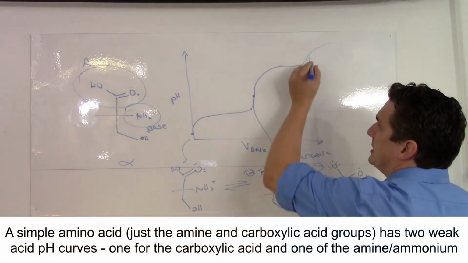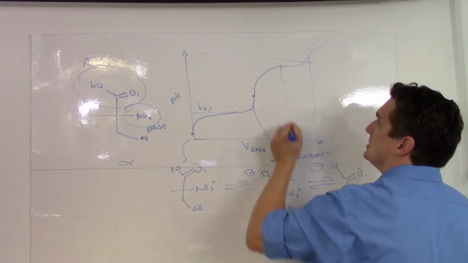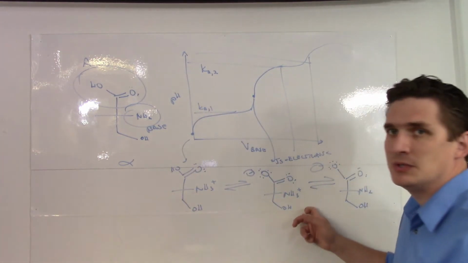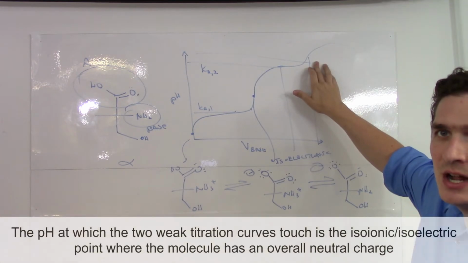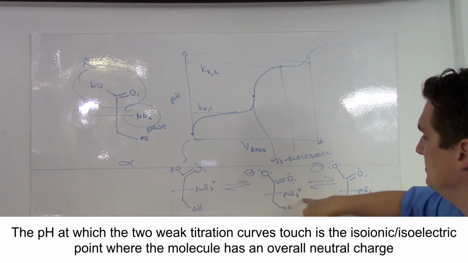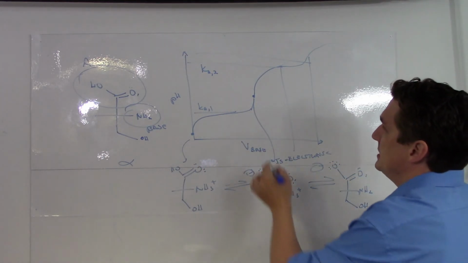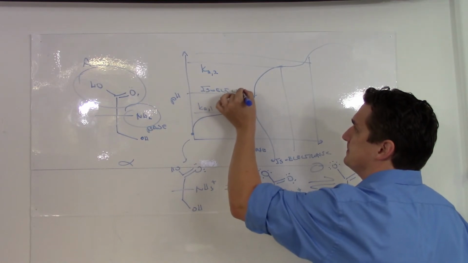So we have our first weak acid, the Ka1, and this is your carboxylic acid. Your second weak acid titration, your Ka2, is associated with deprotonating this amine, and halfway between the first titration and the second, this is the pH at which you have your isoelectronic point.